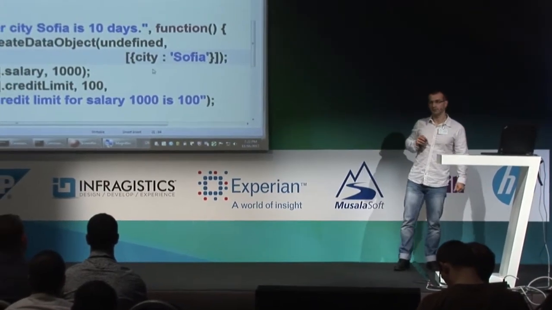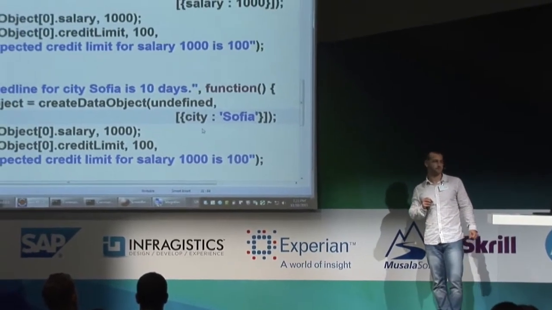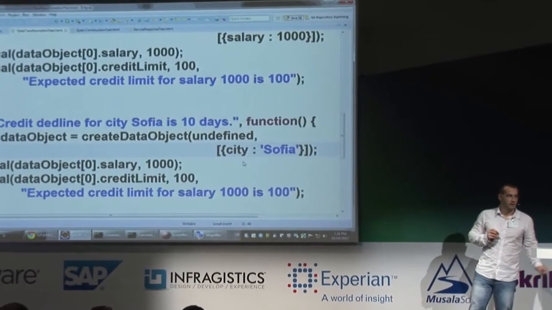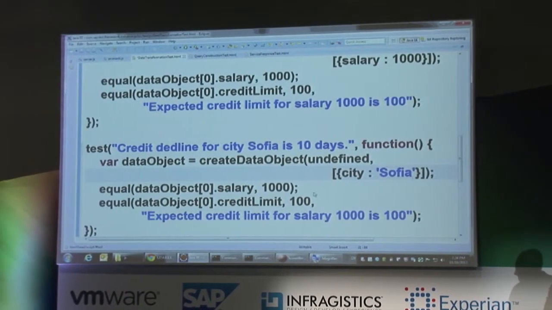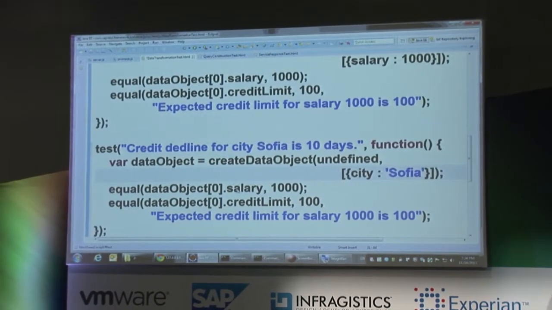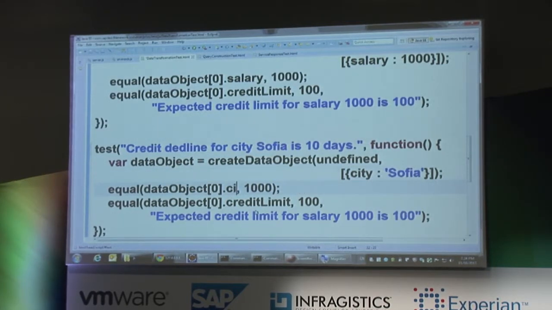What do I need next for my new feature? First, I need in my data object to have the field city. And I need this city to be City Sofia, because this is the test that I'm writing. That's fine. Next, my new feature, credit deadline. Credit deadline, I expect it to be 10 days, because it is City Sofia.